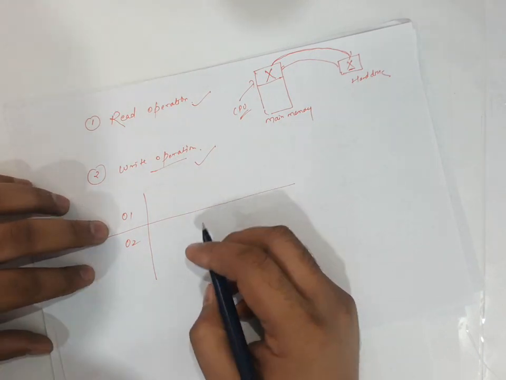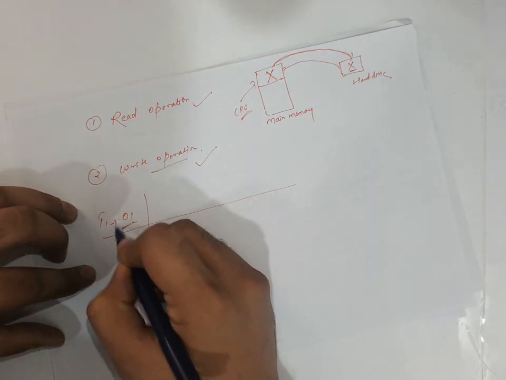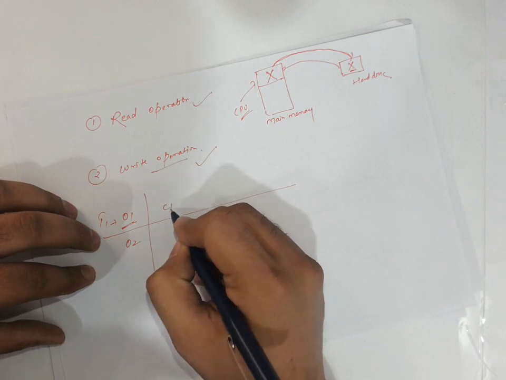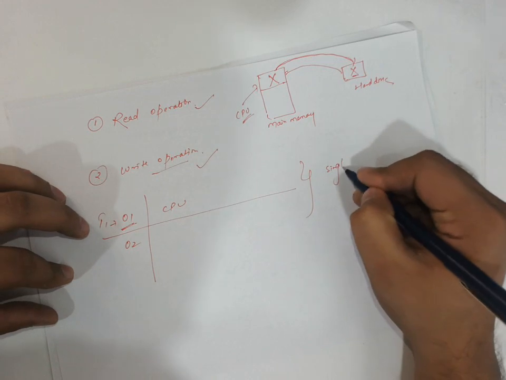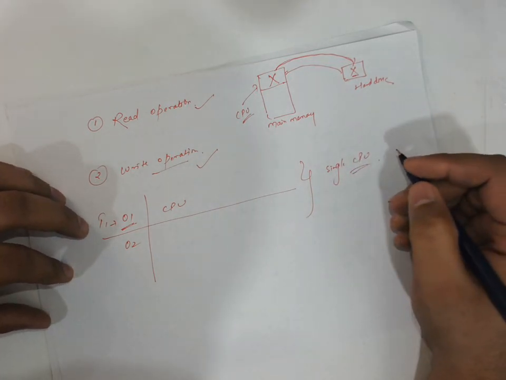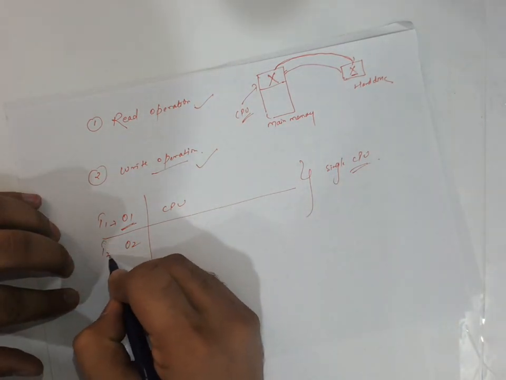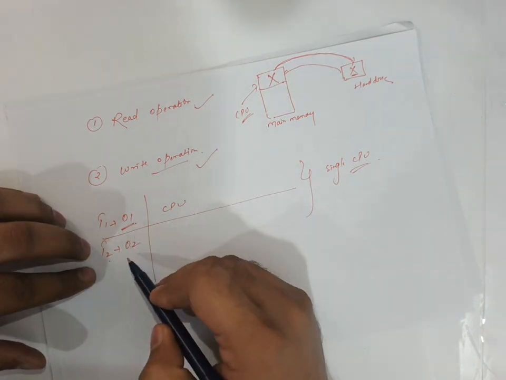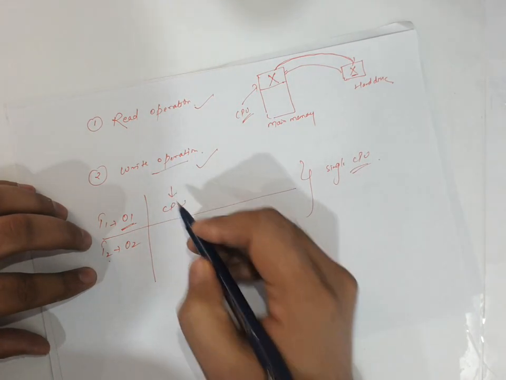Suppose in the very first transaction, the very first statement is executed by the CPU. We are considering here only a single CPU, only one CPU which is executing all the operations, all the transactions. We have two transactions here, transaction 1 and transaction 2, or we can say two operations, operation 1 and operation 2, consolidated. The very first instruction is executed by the CPU.